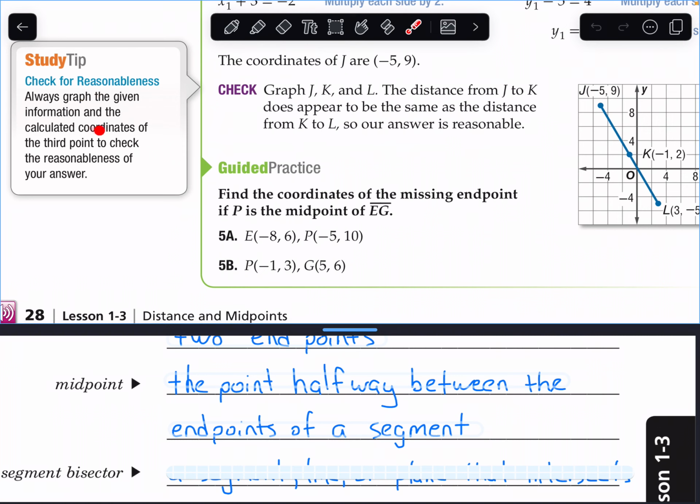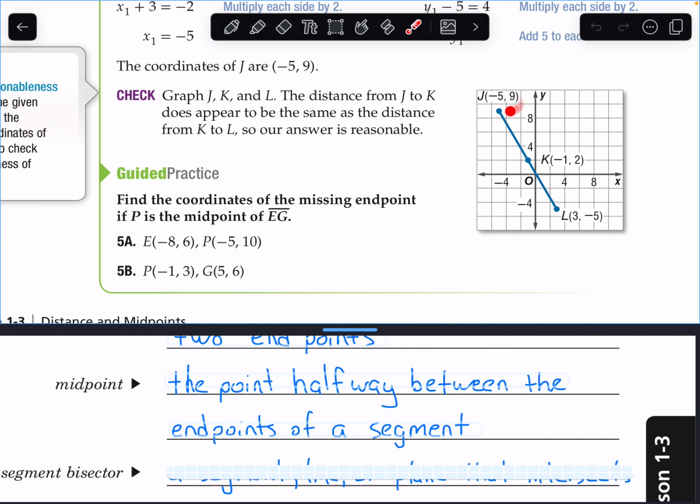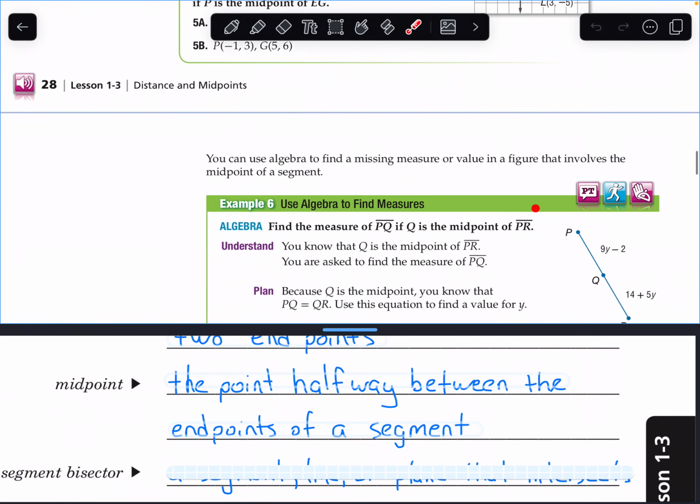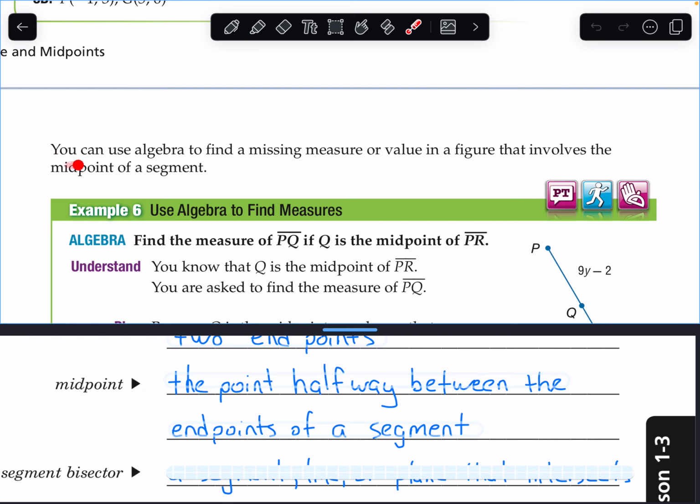And always do check your graph or make a quick sketch for reasonableness. Okay? Especially when you're dealing with negative values here, if you suddenly end up with a point that is in a completely wrong quadrant, you'll know you messed up somewhere. And you can use algebra to find a missing measure or value in a figure that involves the midpoint of a segment.